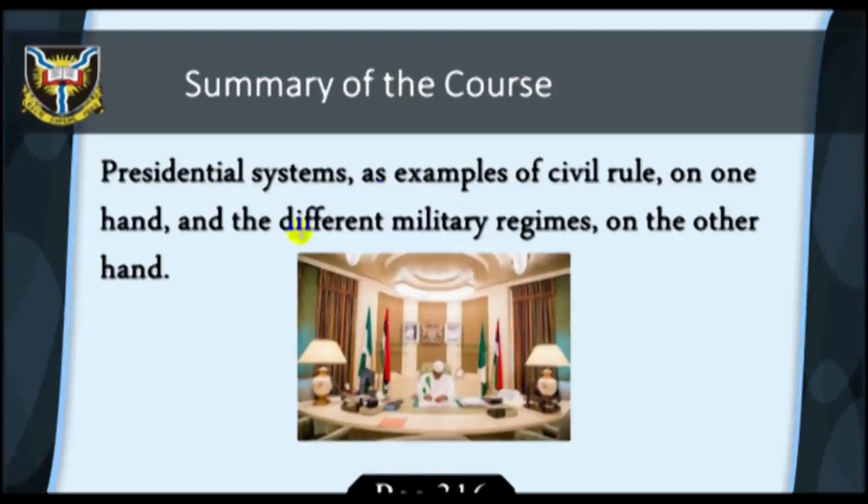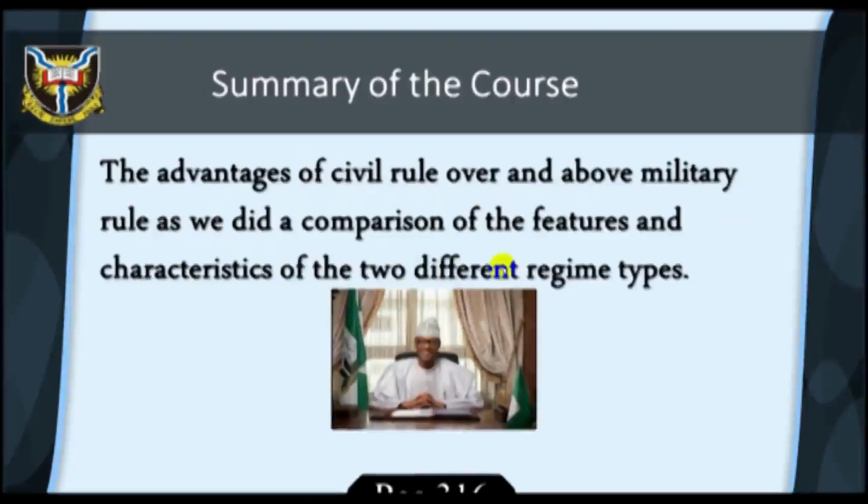A careful reading and revision of our lecture notes and the use of some of the texts cited in the references at the end of each lecture for the purpose of further reading will boost your understanding of the whole subject matter of the methodology of comparative politics.